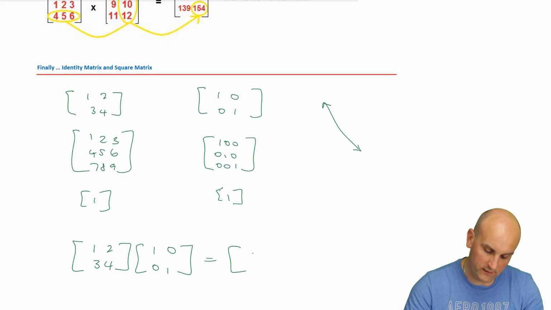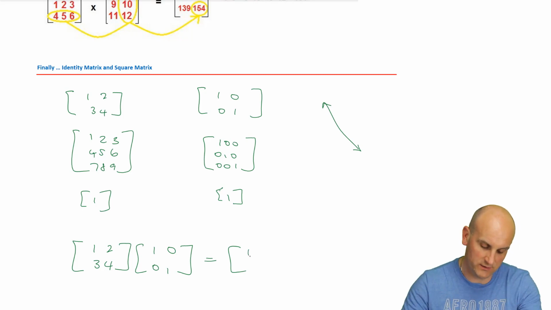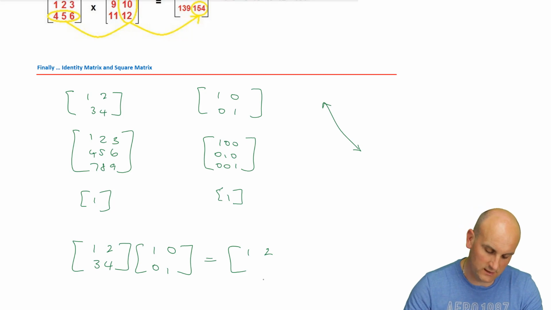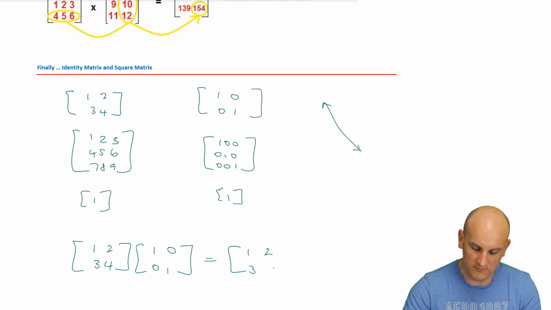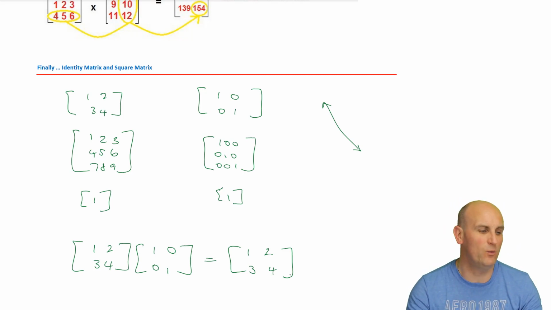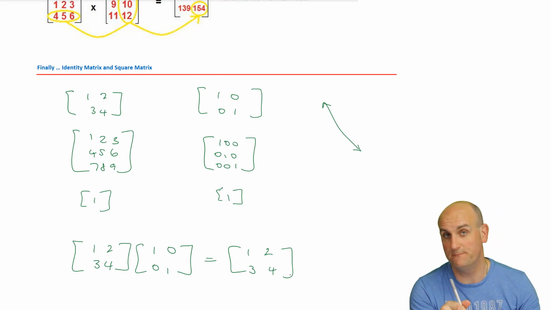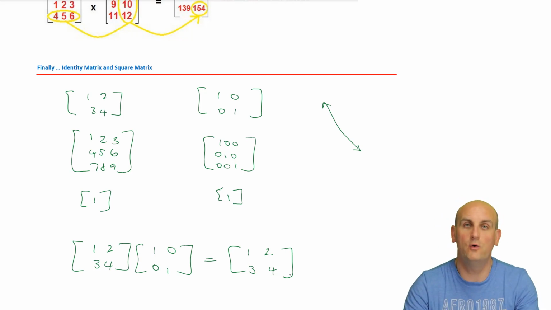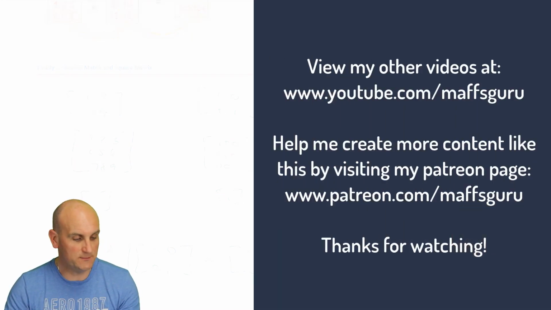So 1 times 1, that goes there. 1 times 0 plus 2 times 1 goes 2. 3 times 1, 4 times 0 gives me 3. 3 times 0, 4 times 1, it gives me 4. And lo and behold, I've ended up back with my original matrix. And you're going to say, but why will I do that? Very good question. And it's all answered when we do division and something called inverse matrices, which is a whole new ballpark.